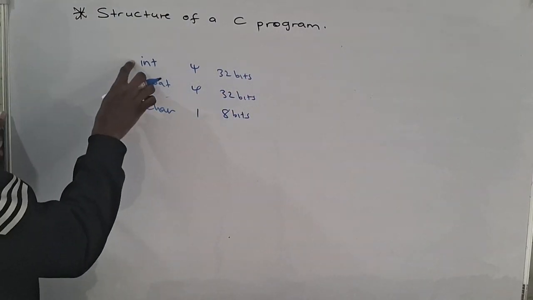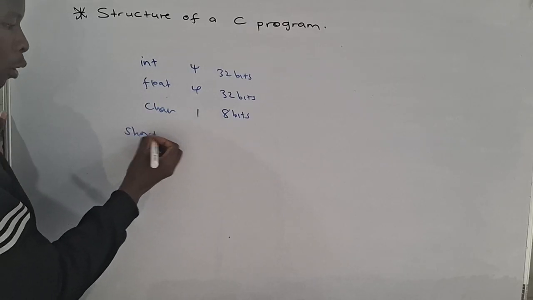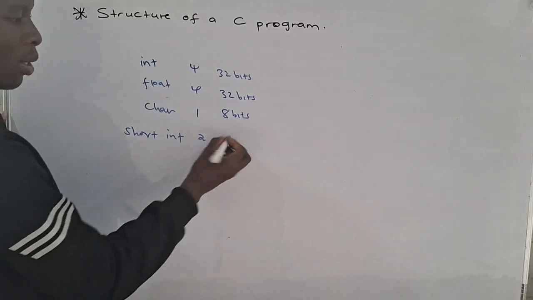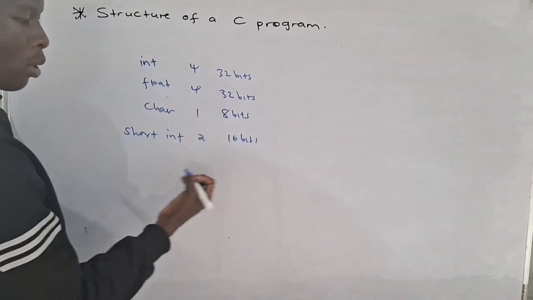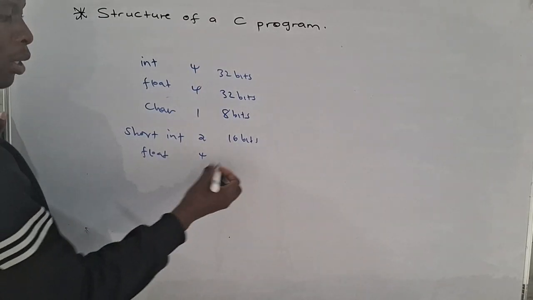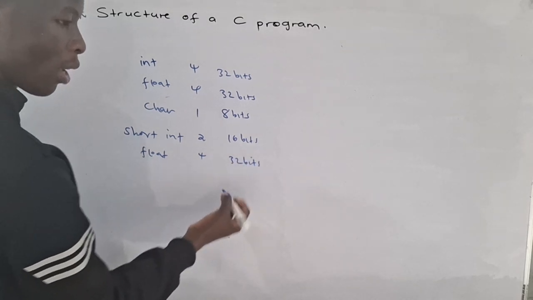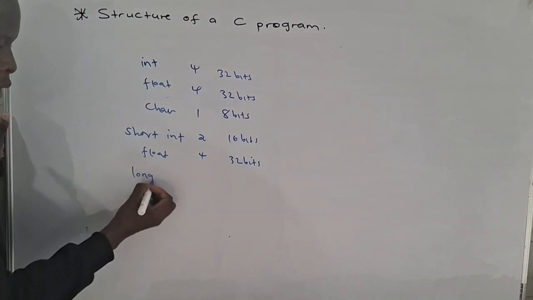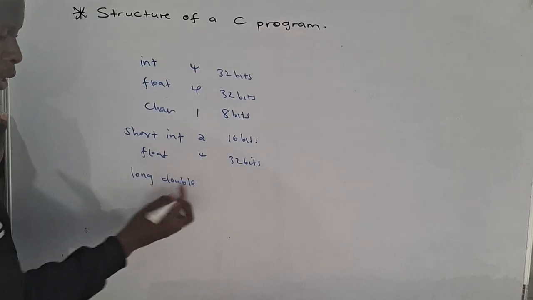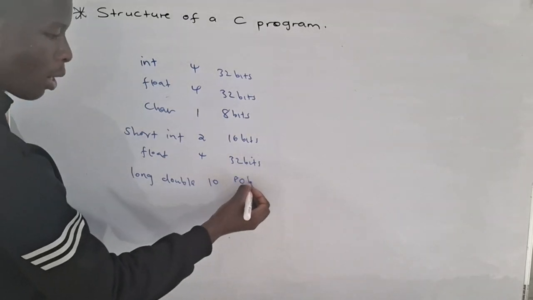What will happen if you include type modifiers? For example, short int is going to use how many bytes? 2 bytes, which is 16 bits. Here, if you have simple float, we have 4 bytes, which is 32 bits. We also have long double. This long double is going to make use of 10 bytes, which is 80 bits.